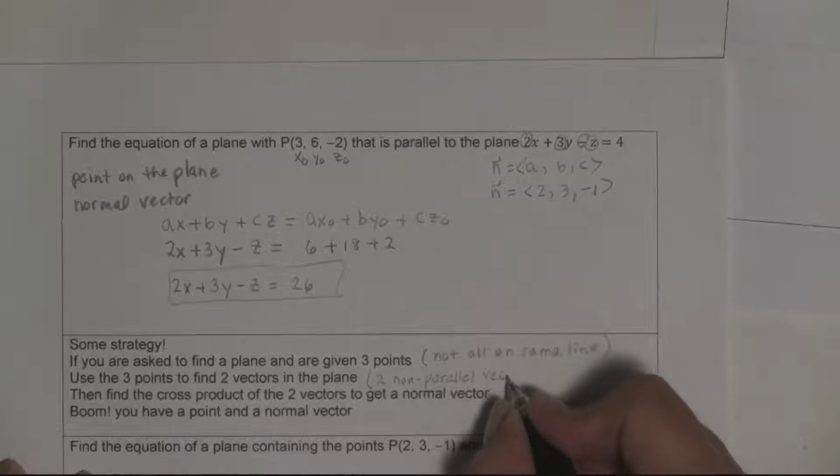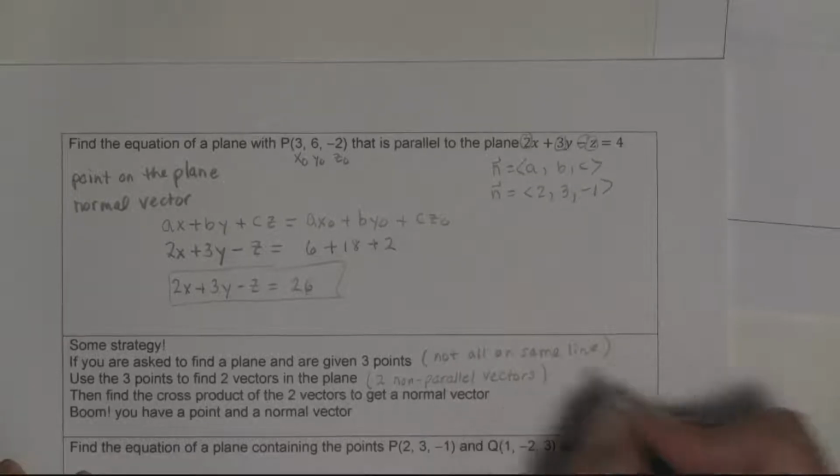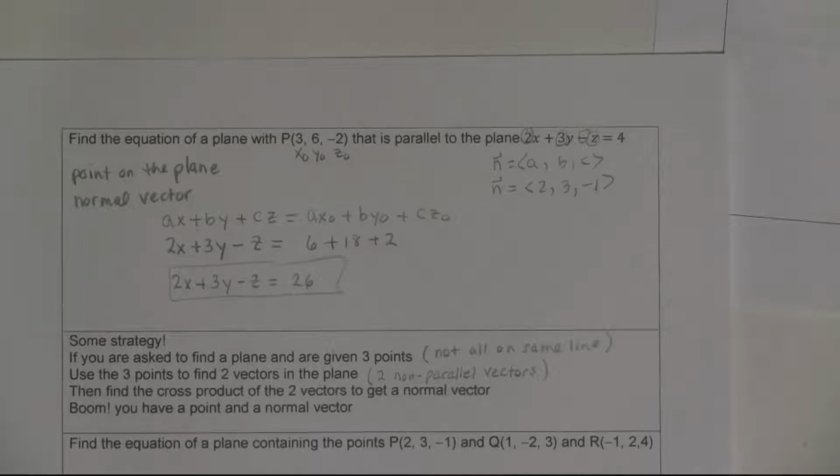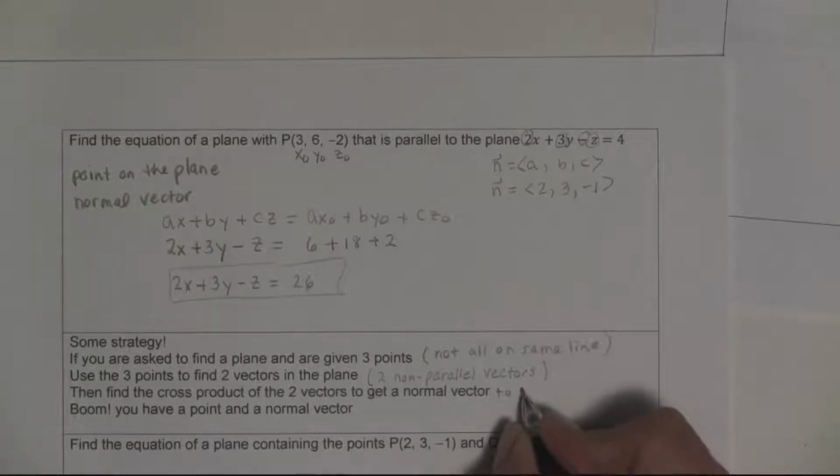vectors. So they could start you off with 2 vectors in the plane and ask you to find the equation of the plane. They could ask you to start with 3 points. You could use those 3 points to come up with 2 non-parallel vectors. If they start you off with vectors, 2 vectors, they need to be not parallel with one another. Then what you want to do is find the cross product of the 2 vectors that you have to get a normal vector that is normal to the plane.